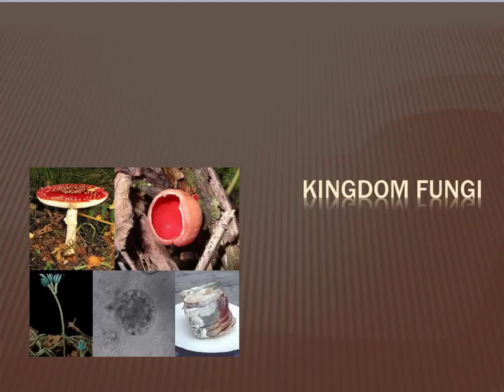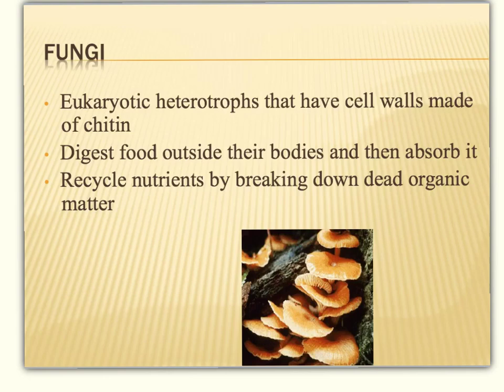On to the kingdom of the fungus, or the fungi. As you already know, fungi are eukaryotic, meaning they have a nucleus, and heterotrophs, meaning that they must consume in order to get their energy. They have to eat. And they have cell walls made of a material called chitin. They are heterotrophs, but they eat pretty differently. They digest the food outside of their bodies and then they absorb it.